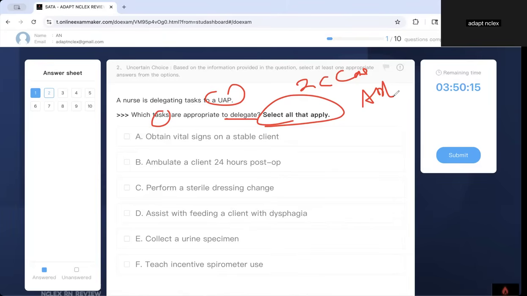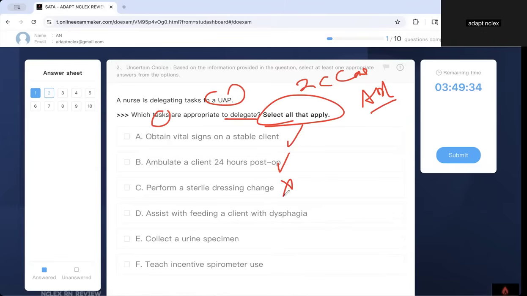Obtain vitals on a stable client. There is no thinking. There's no assessment, evaluation. Something should trigger that, oh, this may be right. Ambulate client 24 hours post-surgery. I'm just walking the patient. That's the ADL. Boom, I got it. Perform a sterile dressing change. There's the word sterile there. Changing something, I've got to assess the wound. I've got to do so many sterile techniques. I don't see that as ADL, anything that does not require thinking. I'm running away from it.